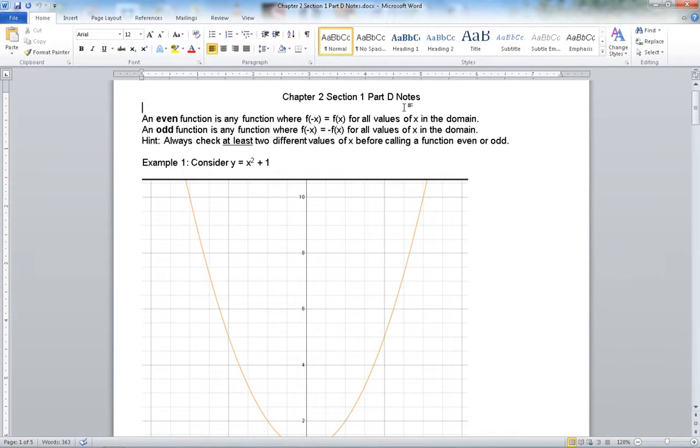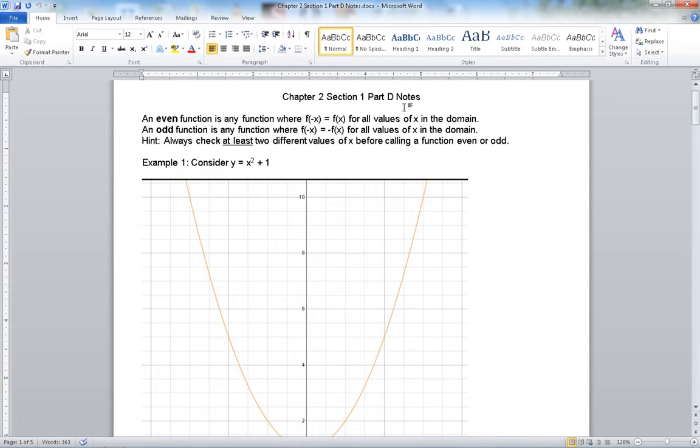An odd function is any function where f of negative x equals negative f of x for all values of x in the domain. Here's a hint. Don't just base the definition on a single point. This is actually true for all possible values of x in the domain, and we don't necessarily check every possible answer, but we start by checking one and then at least one other. So you want to check at least two different values before you start thinking that a function, f or g or whatever, can be even or odd.